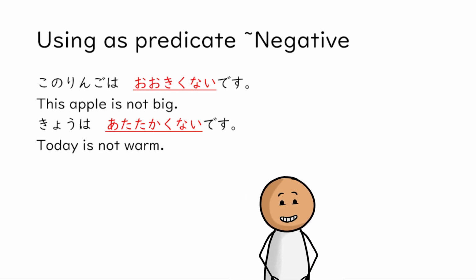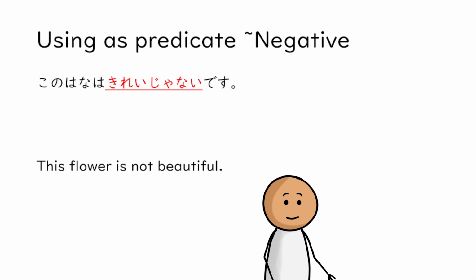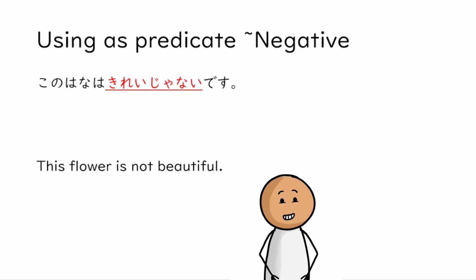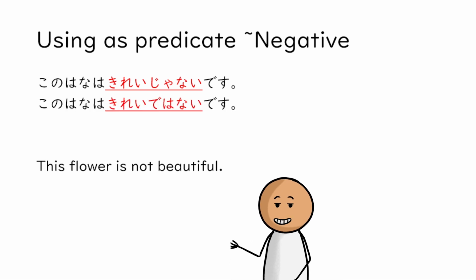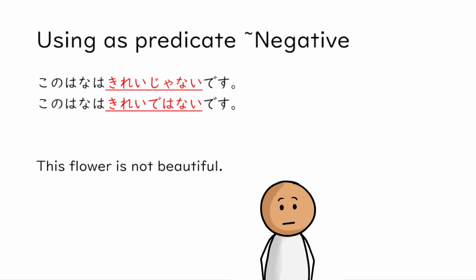Now for na adjectives, there are four forms. この花はきれいじゃないです。This flower is not beautiful. This one simply adds desu to the negation of the na adjective. Since there is another negation, you can also do the same with that. この花はきれいではないです。This version is more formal than the first expression.